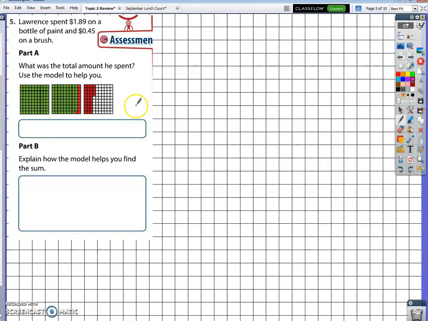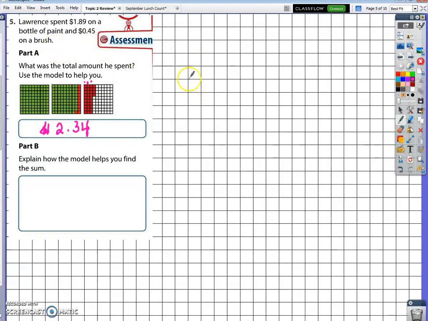Well, we're going to go ahead and use the model, and then we'll do the math. So each of these little squares is 100th, or 1 cent. And since we have 100 of them here, that's 1 whole, or $1. And here is another whole, or $1. This is 10 cents, 20 cents, 30 cents. And again, I'm counting all the way down. So 10, 20, 30, 31, 32, 33, 34. So it should be $2.34.